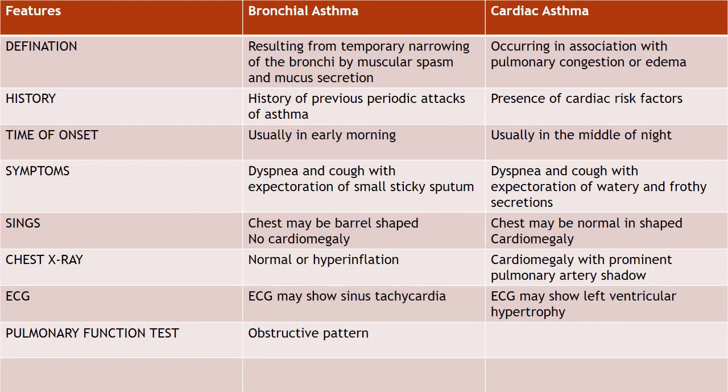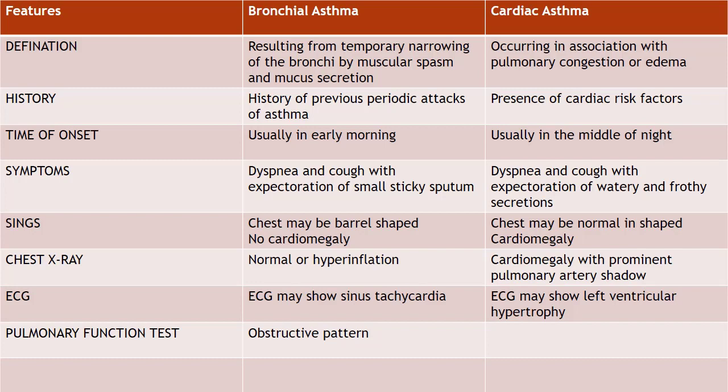Now we discuss difference between bronchial and cardiac asthma. Bronchial asthma is characterized by episodes of dyspnea accompanied by wheezing resulting from temporary narrowing of the bronchi by muscular spasm and mucus secretion. Cardiac asthma is characterized by episodes of dyspnea which may or may not be accompanied by wheezing occurring in association with pulmonary congestion or edema.